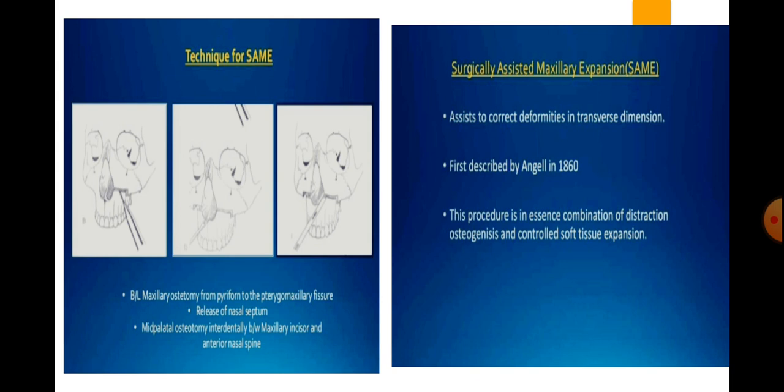Surgically assisted maxillary expansion assists in correcting deformities in the transverse dimension, first described by Angell in 1860. This procedure is in essence a combination of distraction osteogenesis and controlled soft tissue expansion.